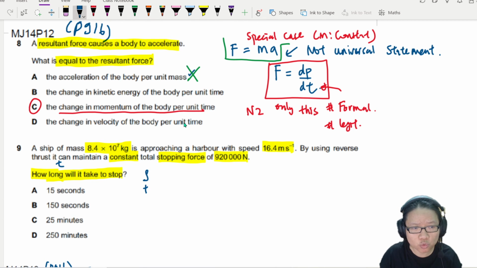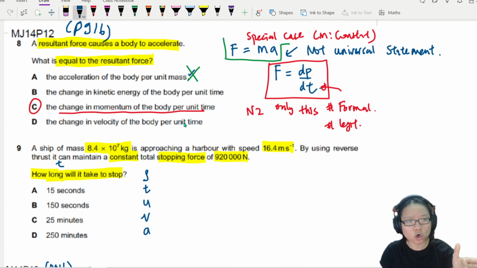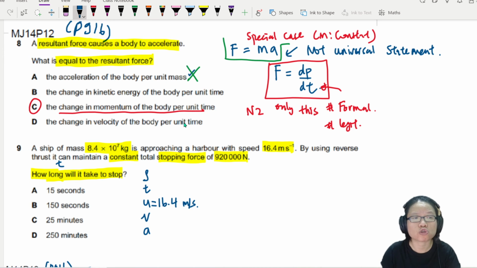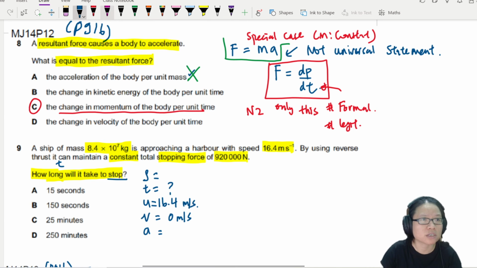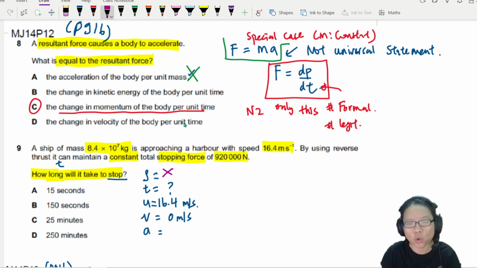Do I use SUVAT? Well, you could use SUVAT because you're approaching the harbor at 16.4 meters per second, and you want to stop right now. So final velocity is 0 meters per second. If you know, you know. You don't have the rest. I mean, you are looking for time, but you don't know the distance traveled. So this one we don't have.